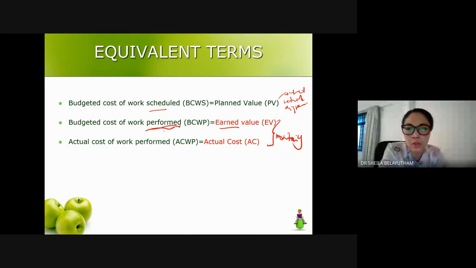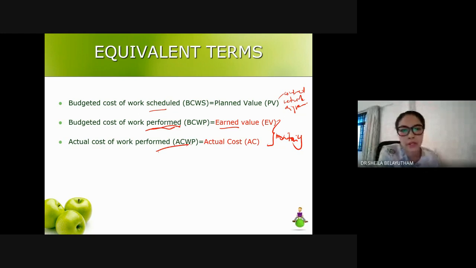Meaning to say that we are trying to see, from a certain activity, how much work you have actually done, and for that work how much budget has been allocated for it. So the earned value. Actual cost is how much you have spent on site.